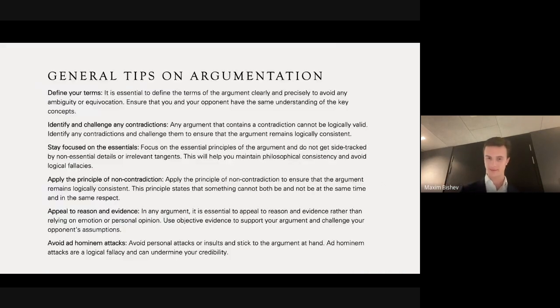next point. Okay. So we've gone through some basic aspects of argument. We've gone through logical fallacies.